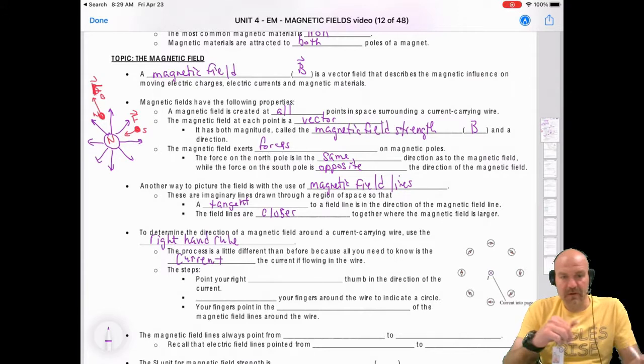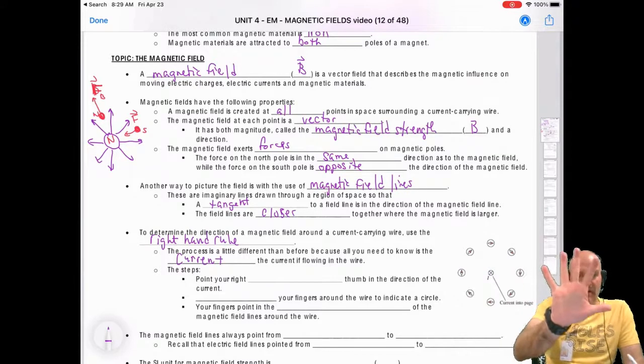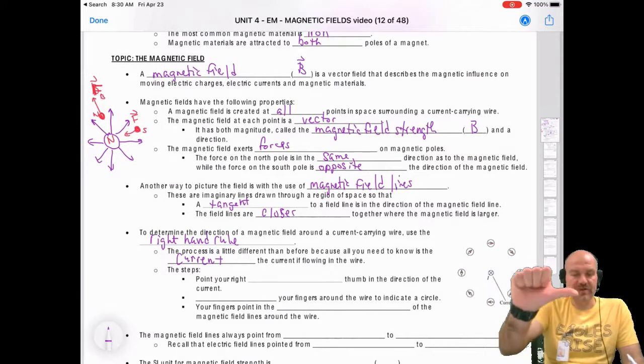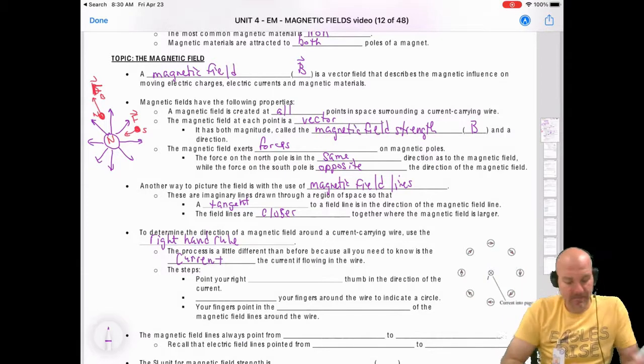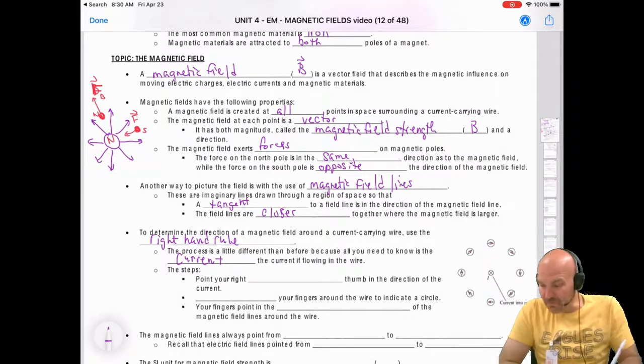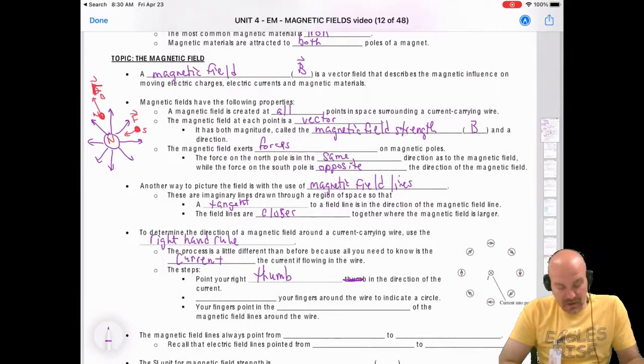So, all we're going to do is take your right hand, point your thumb in the direction of that current, and your fingers are going to curl around it, and that's going to be the way they point. That's the direction of the field. That's the word that we should be filling in here. So, your right thumb in the direction of the current.